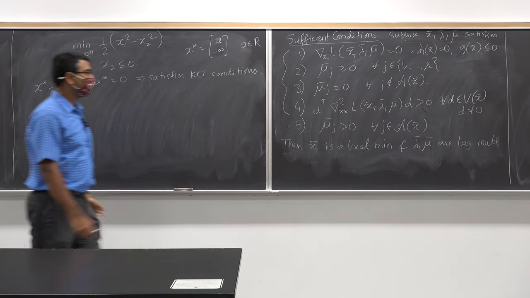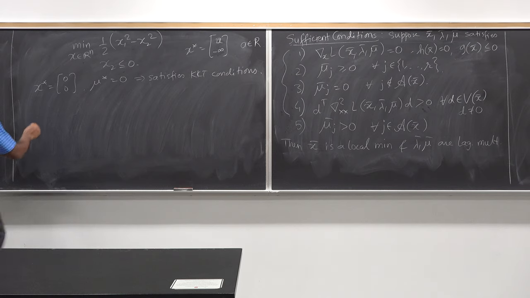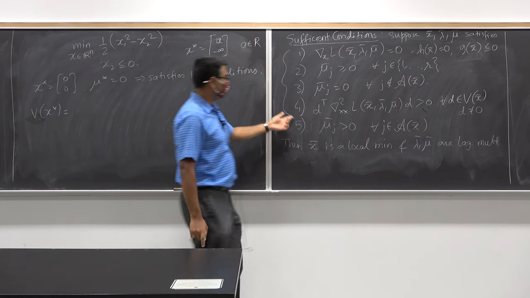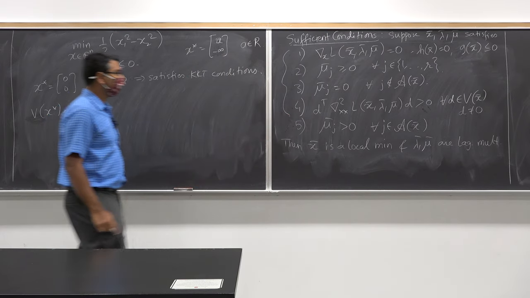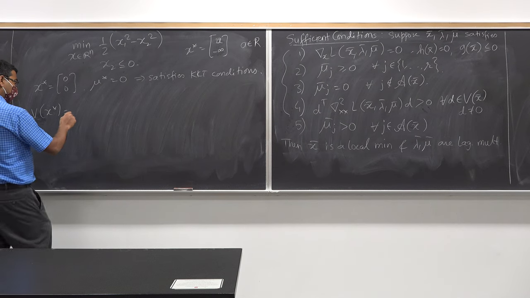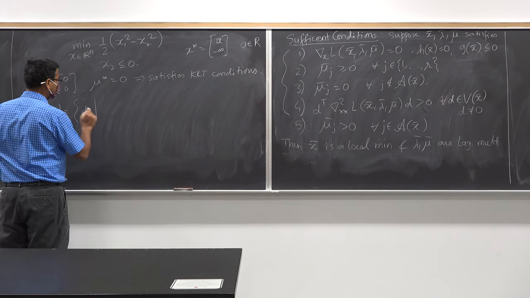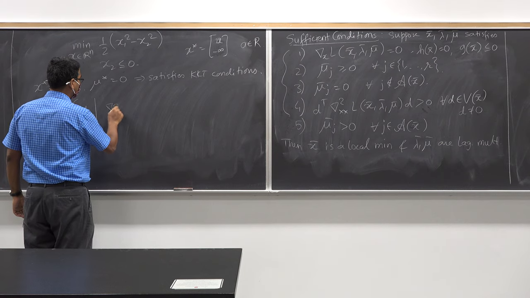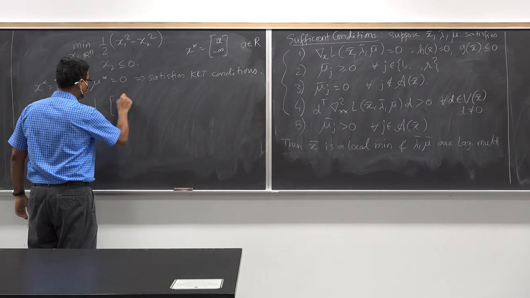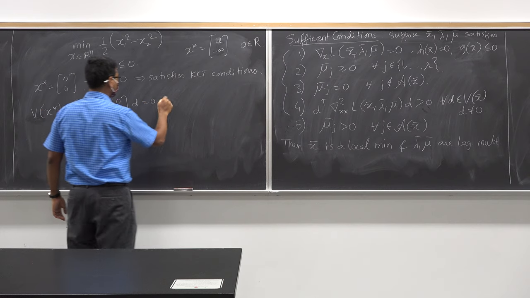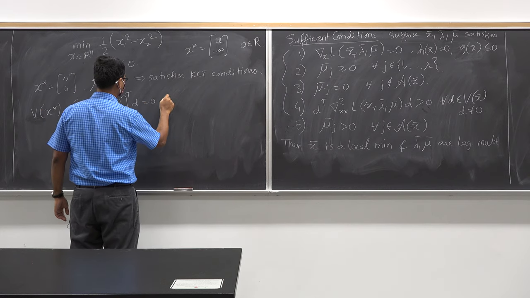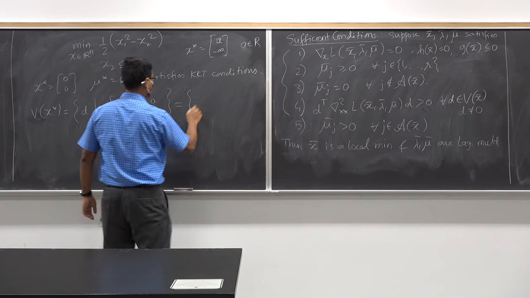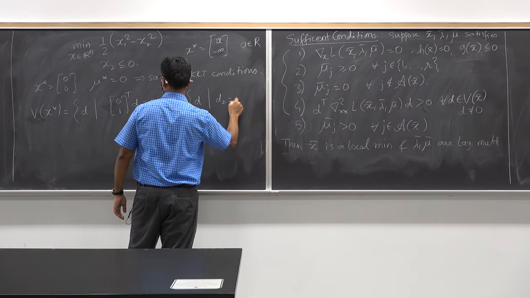Let's see if it satisfies the fourth one. So I need to figure out what v of x star is going to be. So I want to still look at this particular x star mu star pair, and I want to show that 4, actually 5, would not be satisfied. 4 would still be satisfied. So let's look into it. So this is d such that gradient of gj, which is 0, 1, transpose d equals 0. Which means d such that d2 is equal to 0.